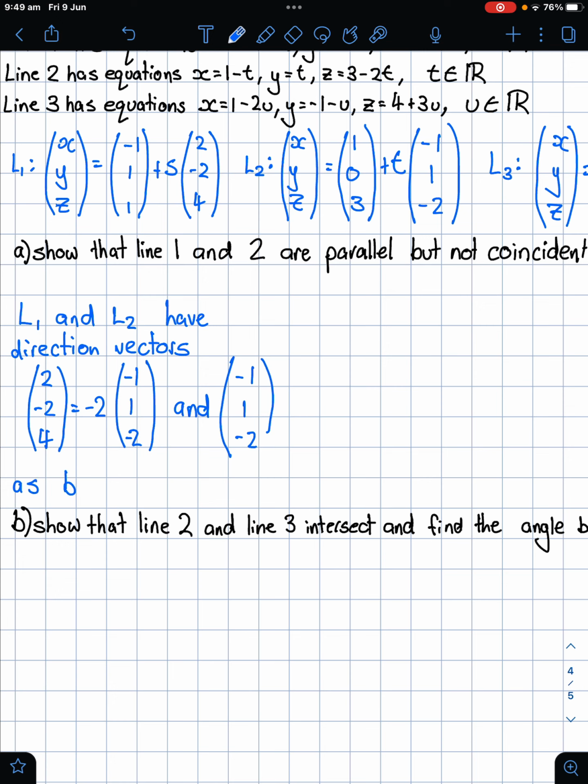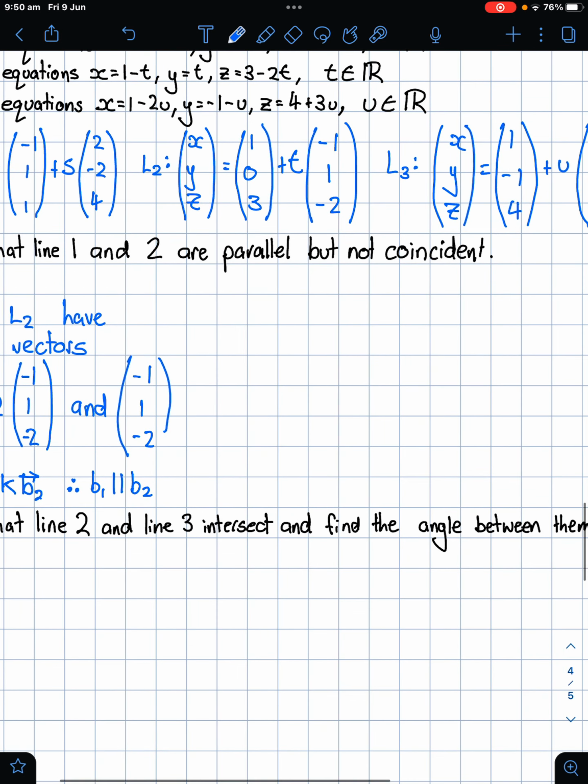As B, let's call it B1, equals K times B2. Okay, so it just means they're a scalar multiple of each other. Therefore, B1 is parallel to B2. Now, so we've done part of this. So we've proved they're parallel, but we've got to prove they're not coincident.